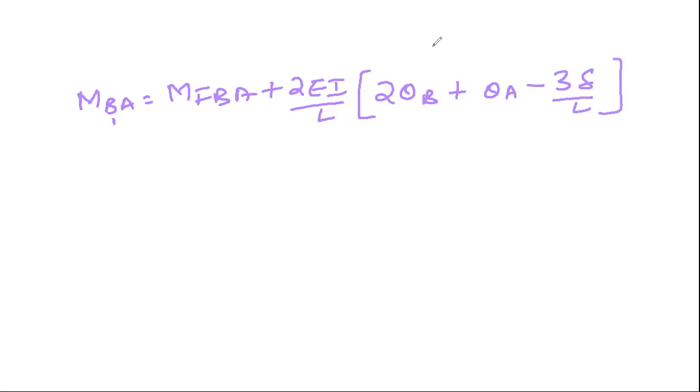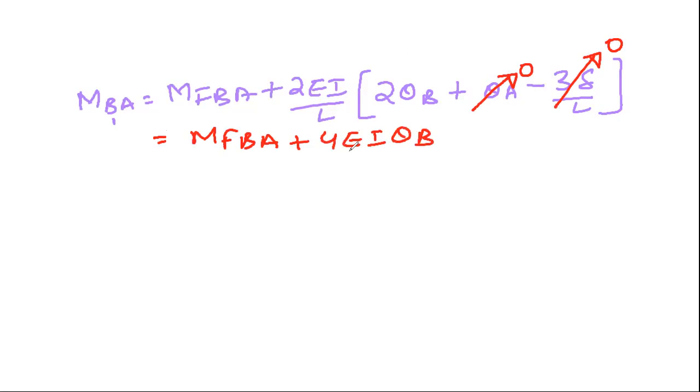Again, if you see over here, theta A is 0 because of fixed support, and 3 delta by L is 0 because there is no sinking of support. Now you directly resolve this, so you will be getting MFBA plus 4EI theta B divided by 4. So this is equation number 2. Next, first span is completed. We'll go for the second span.